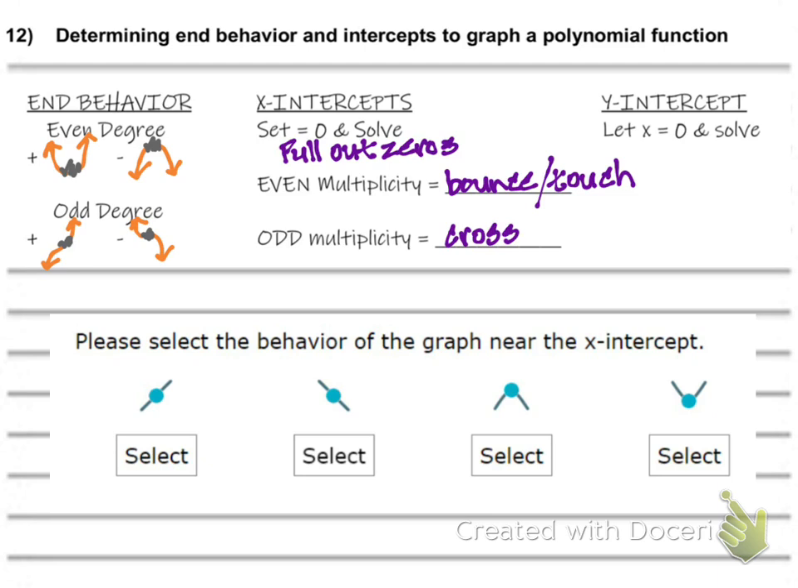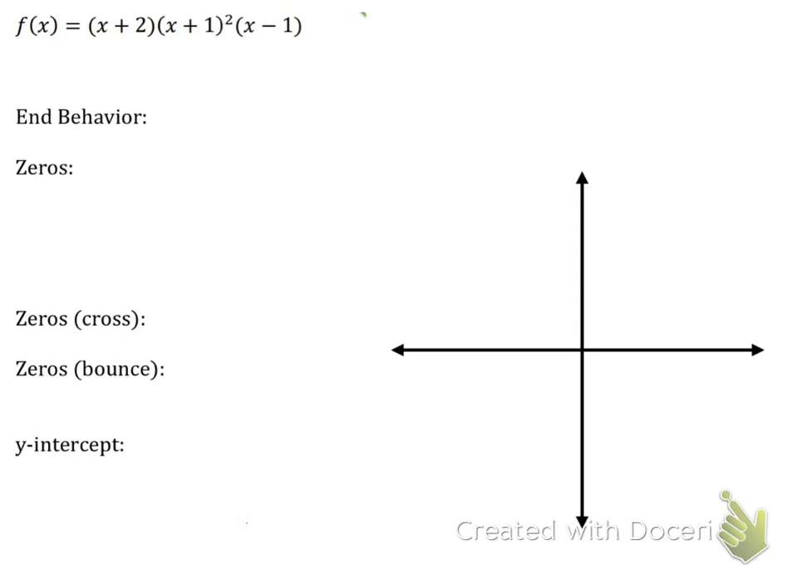So let's try it. We're going to go through the first one real slow. Okay? So here's our function. First, we need to think about our end behavior. So we need to know what the degree of our polynomial is. So notice we have an x squared, and an x. So altogether, that's x to the fourth, which tells me my end behavior is up, up, right? Positive, even.